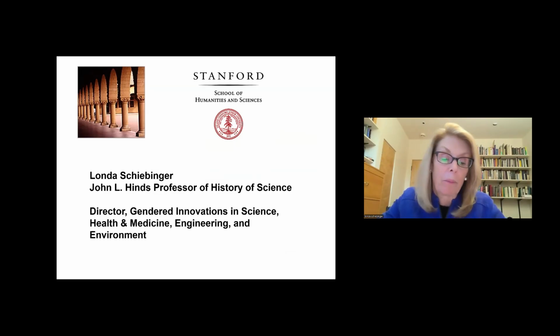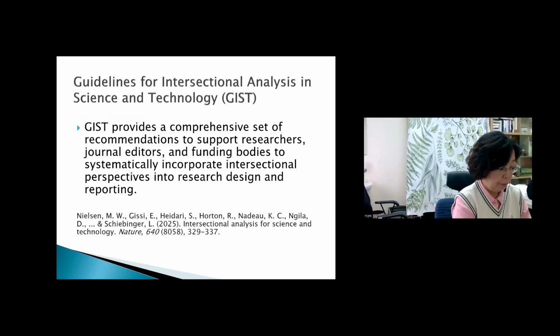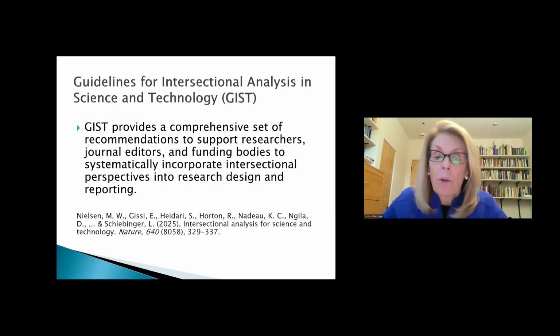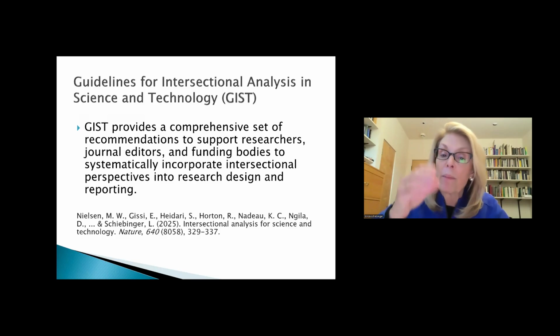We're very grateful. So in our recent Nature perspective, which you see cited here, we developed guidelines for reporting intersectional analysis in science and technology, which we call GIST for short. GIST provides a comprehensive set of recommendations to support researchers, journal editors, and funding bodies to systematically incorporate intersectional perspectives into research design and reporting.